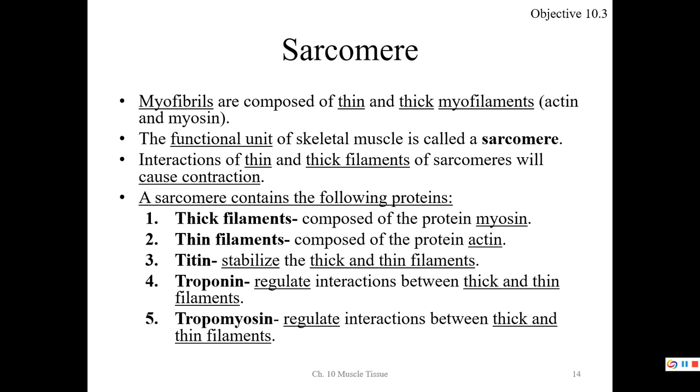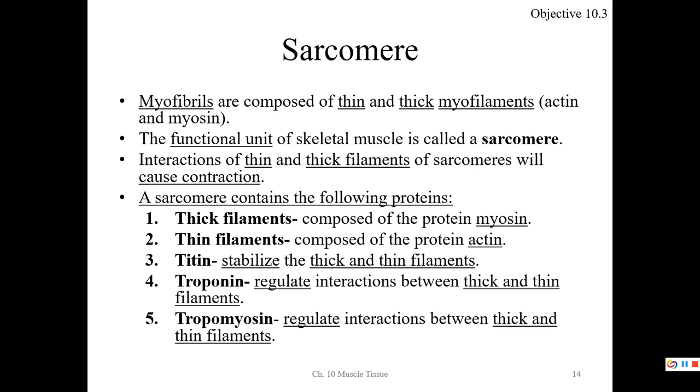Now sarcomeres are going to have various things. They're going to have thick filaments, made up of myosin, and thin filaments, made up of actin. Remember, myosin is thick, actin is thin. There's a protein that stabilizes thick and thin called titin. Then there are two proteins that have the same job.